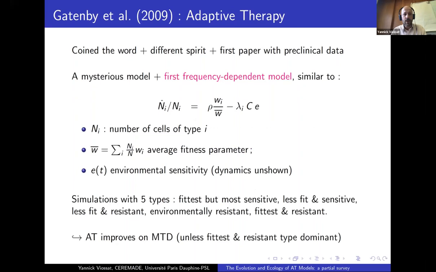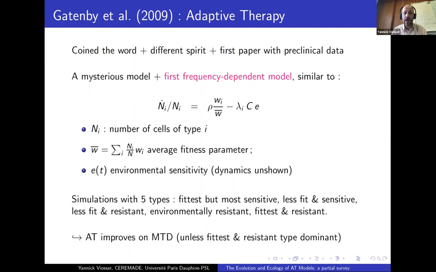The paper contains two models. One is quite mysterious, and I'm happy to talk about that with anybody, but most of us don't really get it. But there's another model which is much easier to understand for the simulation. It's the first frequency-dependent model I know in this literature.